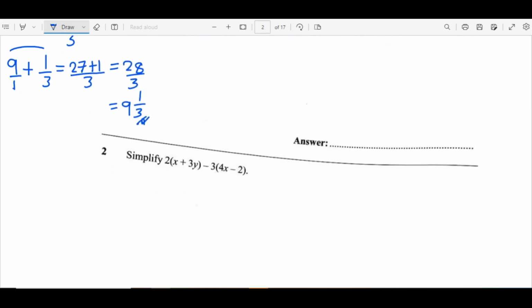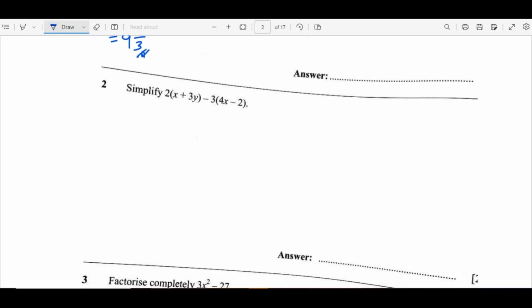We go to question 2. Question 2, we are told to simplify. To simplify, it means we need to make it simple. We have this expression 2 open brackets x plus 3y minus 4x minus 2. So we need to get rid of the brackets.